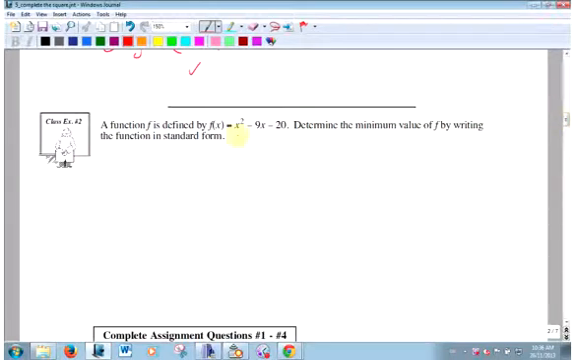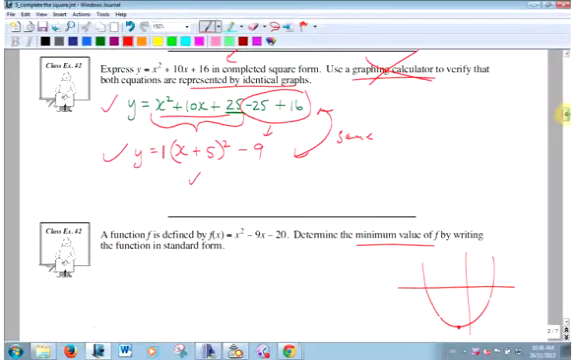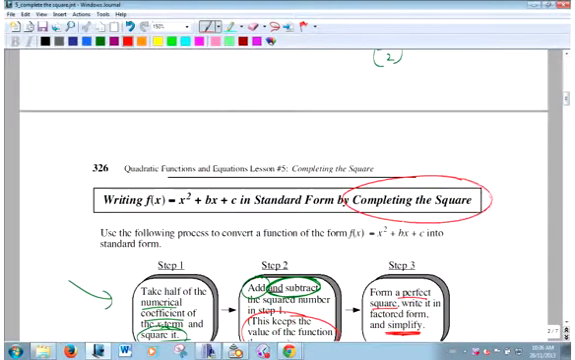Okay, one more. That's it. Here's a function. Determine the minimum value. How could I determine the minimum value? What happens at the minimum value? Is that another word for the vertex? Yeah. So I want to put this thing in vertex form, then I'll know where the minimum value is. How do I put something in general form into vertex form? It's a process called, what did I just do? Completing the square.